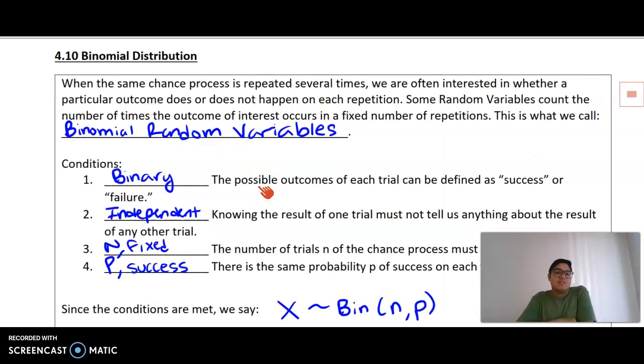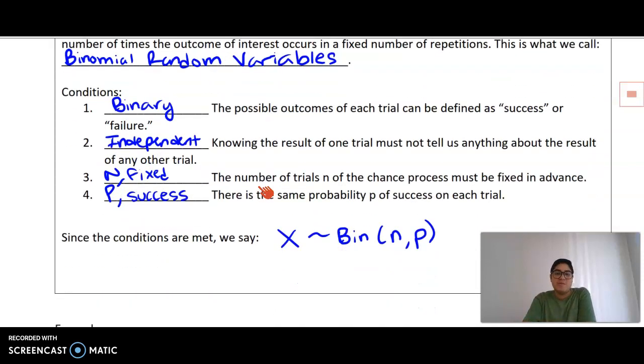Well, when the same chance process is repeated several times, we are often interested in whether a particular outcome does or does not happen on each repetition. Some random variables count the number of times the outcome of interest occurs in a fixed number of repetitions. This is what we call a binomial random variable. Now, there are 4 conditions for the binomial random variable.